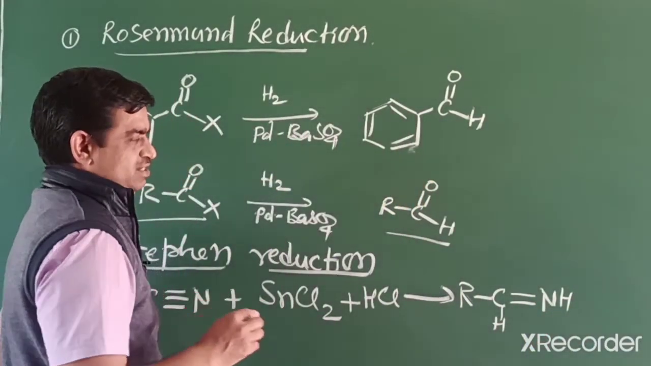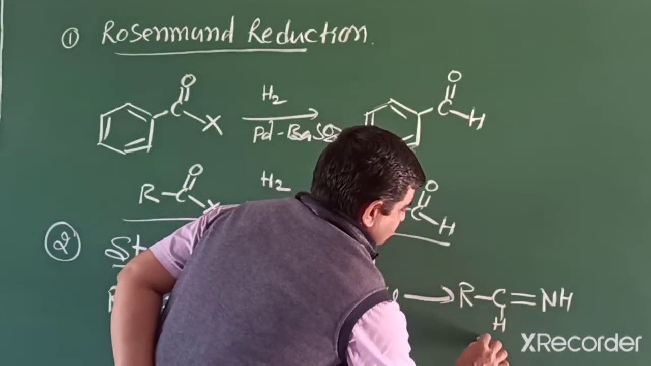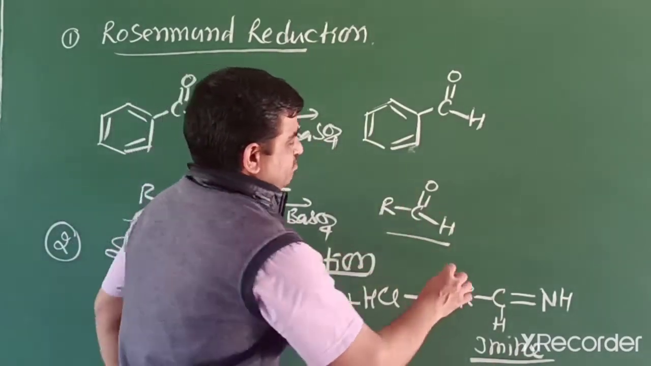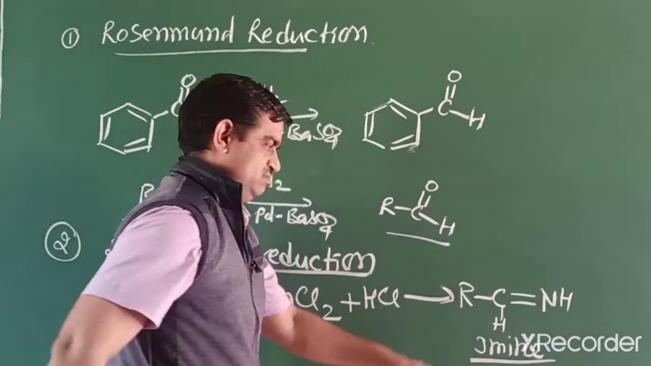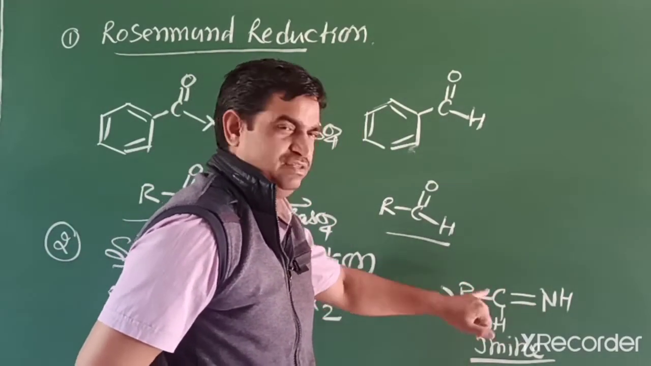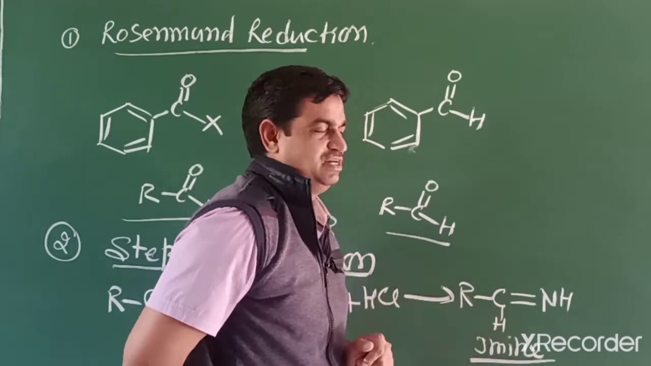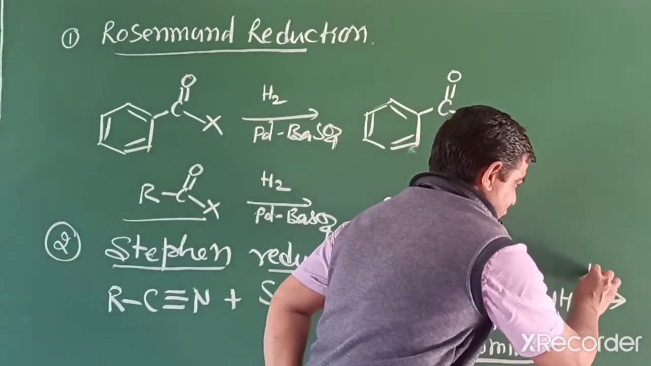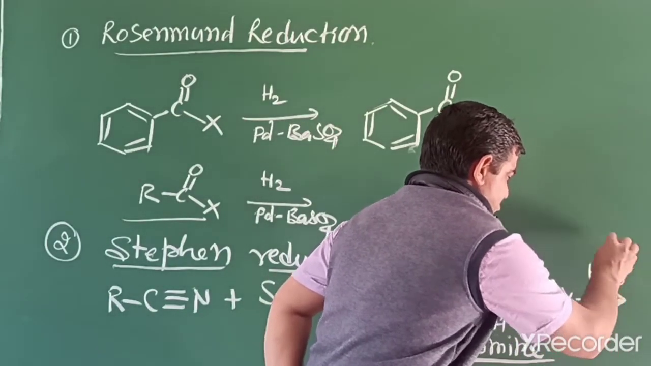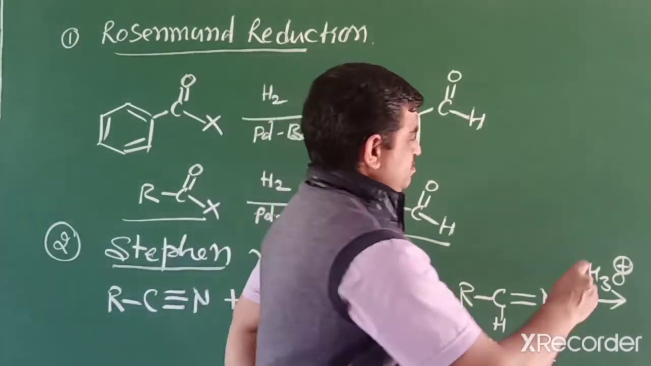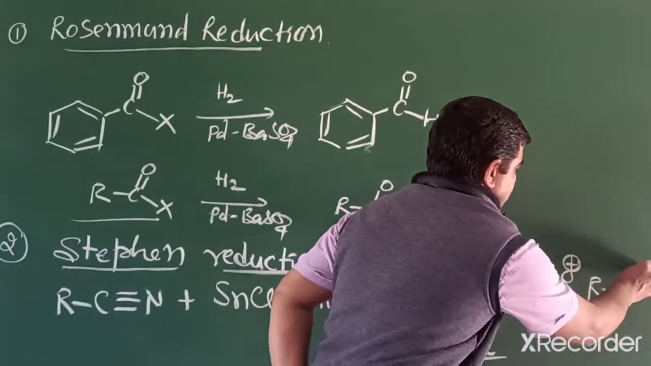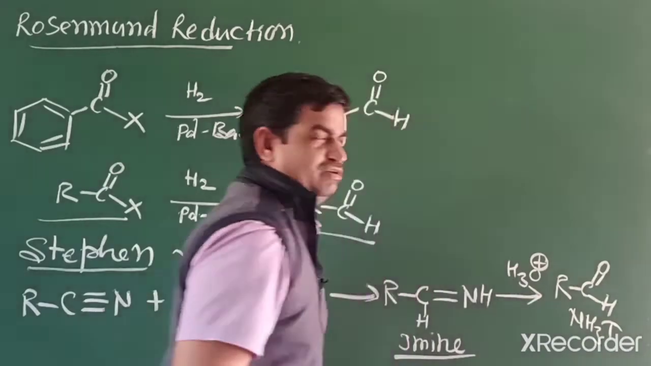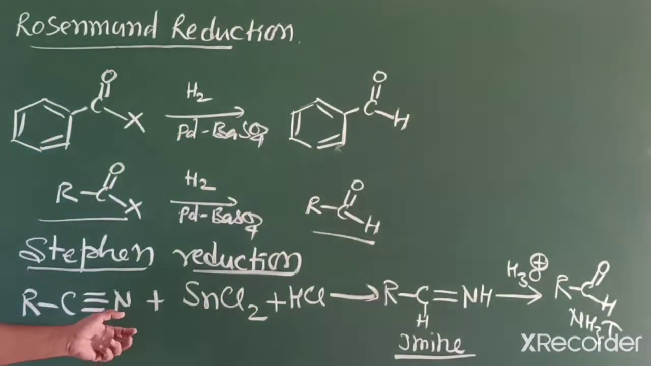The substance formed is an imine, I-M-I-N-E, meaning when nitrogen is doubly bonded with carbon, that functional group is an imine. Further this compound is hydrolysed, then we get aldehyde, and ammonia gas is released. So this reaction is known as Stephen reduction or Stephen reaction.